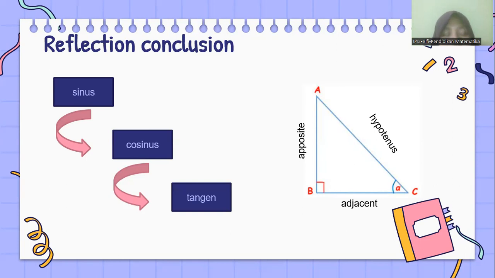Conclusion of today's lesson. Naming the sides of triangles: opposite, adjacent, hypotenuse. The trigonometric ratios are sine, cosine, and tangent. Do you have any questions?